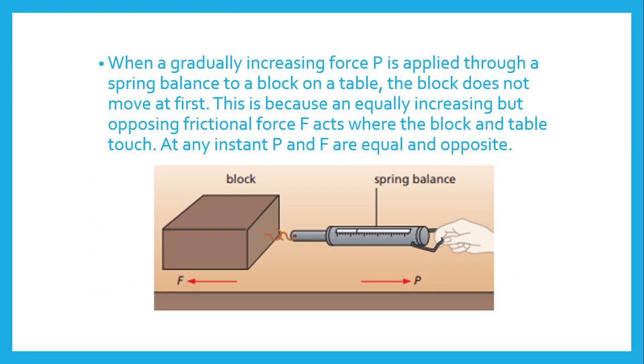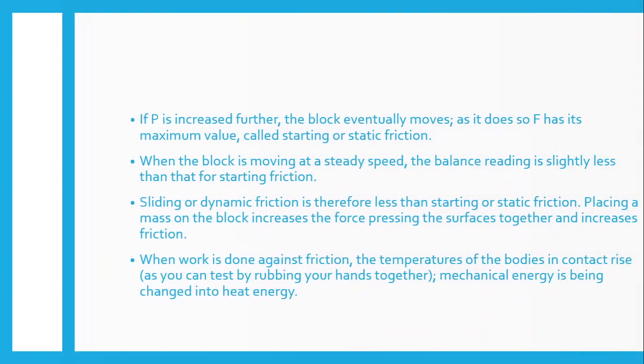Moving forward, when a gradually increasing force P is applied through a spring balance to a block on a table, the block does not move at first. This is because an equally increasing but opposing friction force F acts where the block and the table touch. If the driving force, in this case P, is equal to the friction force, which is the opposing force, then obviously the object will not move because they cancel each other and the resultant force is zero.